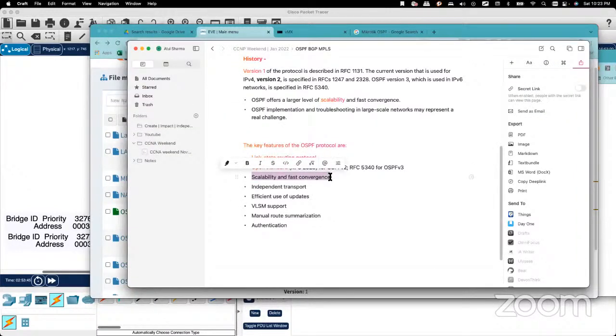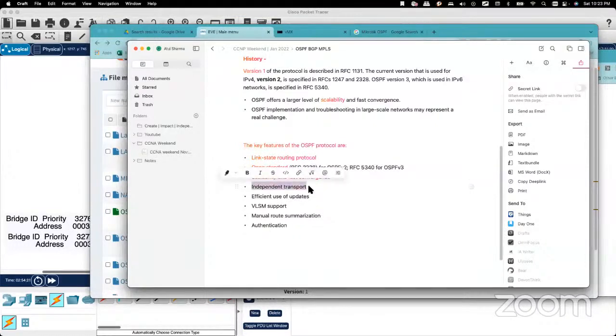So scalability and faster convergence. You can add as many routers as you like. If your company has 100 branches and you want to increase to 150, OSPF will make your life easy. And what is convergence? Suppose one primary link goes down, how much time does the router take to forward the traffic to another link? That's called faster convergence.